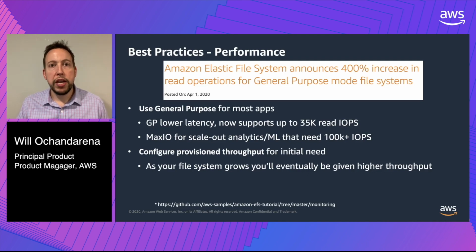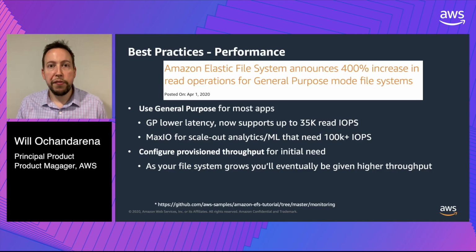Now, if you're launching a brand new container, you may not have data in your file system yet, but you probably want throughput so that you can start handling your users or start ingesting data. So what I would recommend is that you start with provisioned throughput so that you make sure that you always have enough throughput for the application.